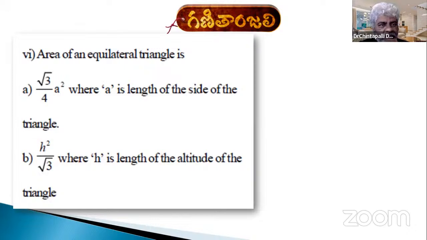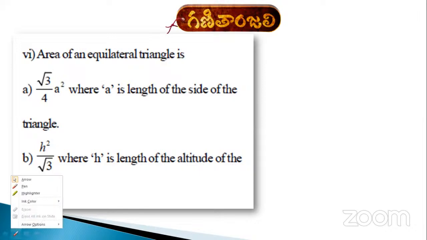We learned the area of an equilateral triangle. What is it? Root 3 by 4 a square, where a is the length of its side, right? And its side is given.